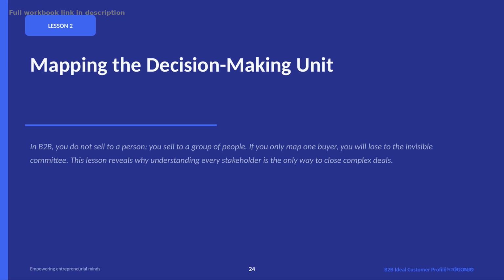In this one, you'll list every real stakeholder from a deal you've actually closed, assign each of them a role and a concern, and name the stakeholder type you keep missing entirely.